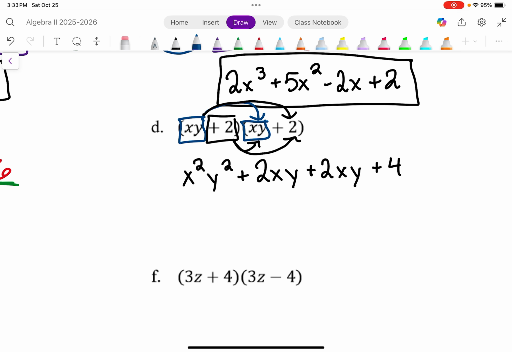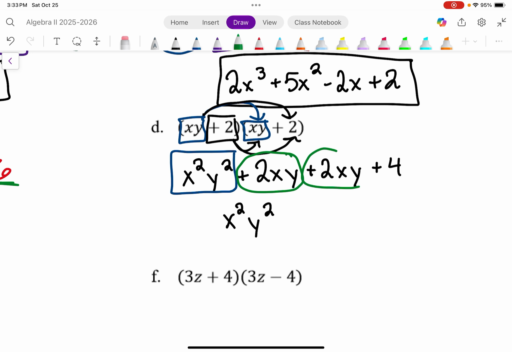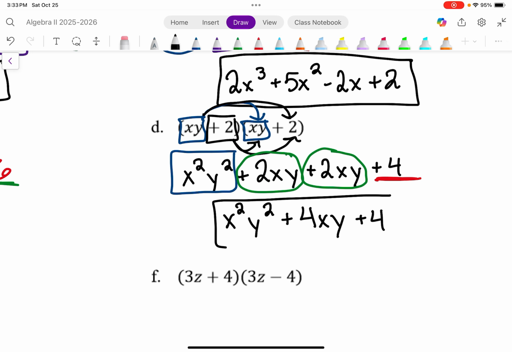Then we can combine any like terms. We only have one x squared, y squared, so that one is going to just stay the same. Then our positive 2xy plus another 2xy brings us to 4xy. And then our constant 4 will just stay the same at the end. And that's our final answer.